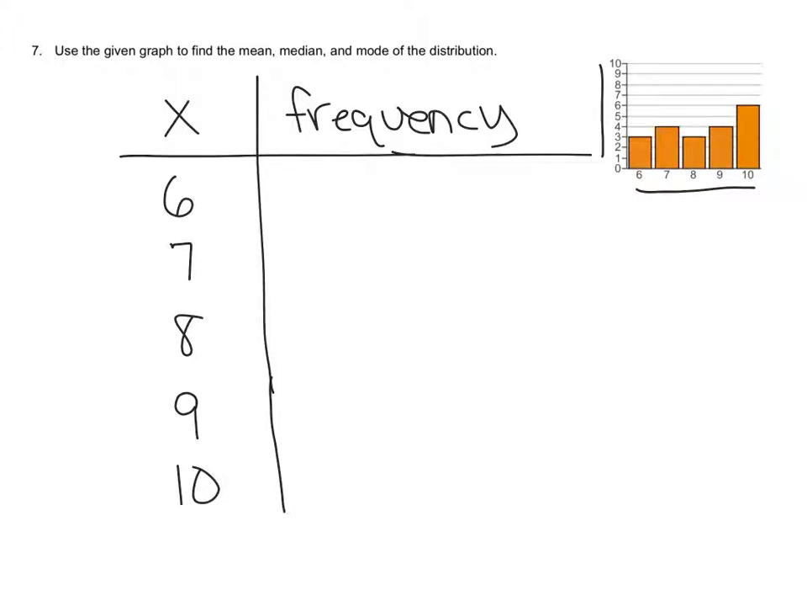So if we look at 6, the frequency for 6 is 3. The frequency for 7 is 4. The frequency for 8 is 3. The frequency for 9 is 4. And the frequency for 10 is 6.